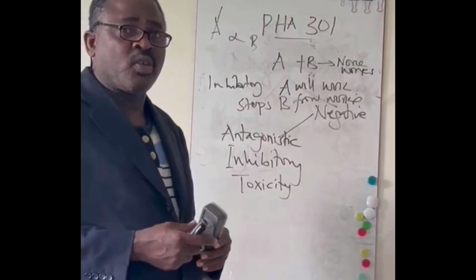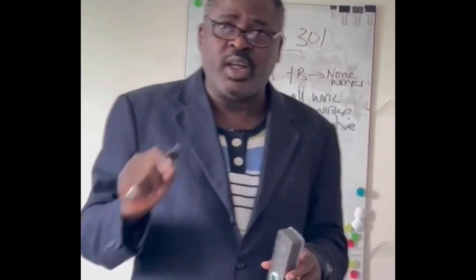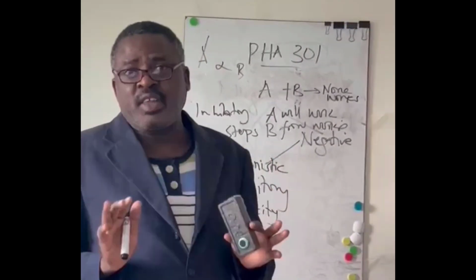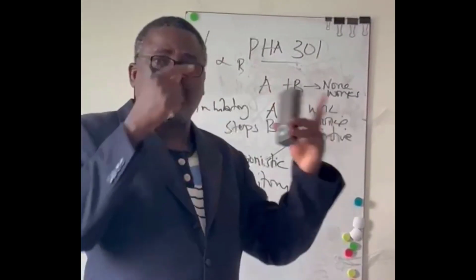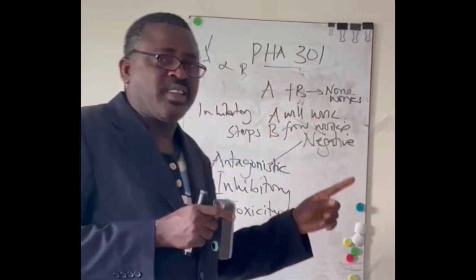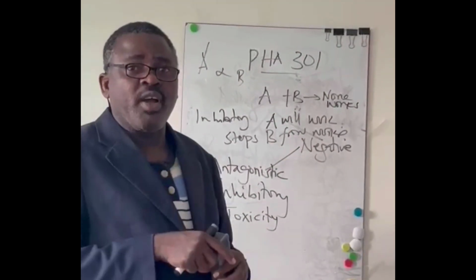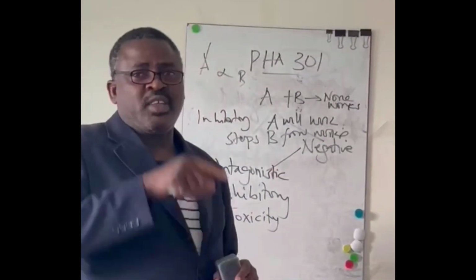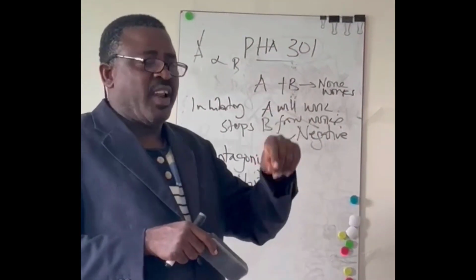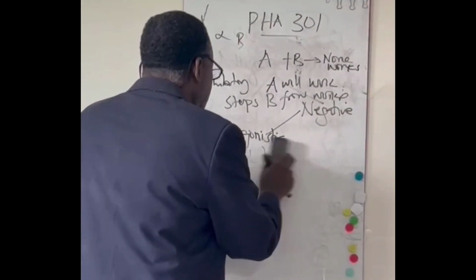So if you are asked to discuss how drugs interact with each other, it is in 2 broad ways. Either positive, which is synergistic, which means both of them will enhance the action of one another. Whereas in the negative, it will be antagonistic when none of them work. It may be inhibitory when one works and stops the other from working. It is toxic when one works, stops the other from working, and the one that is stopped accumulates in the bloodstream to cause toxic reaction. That is what I mean by that.